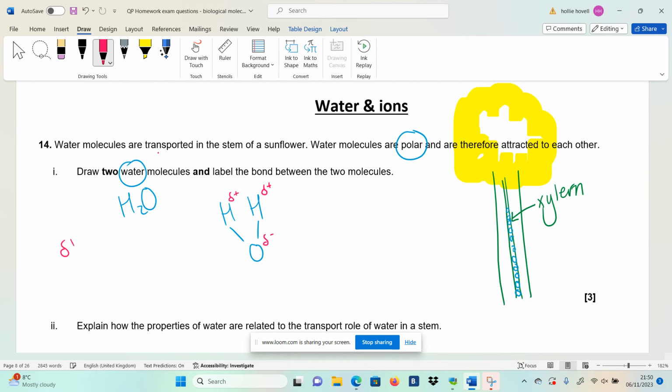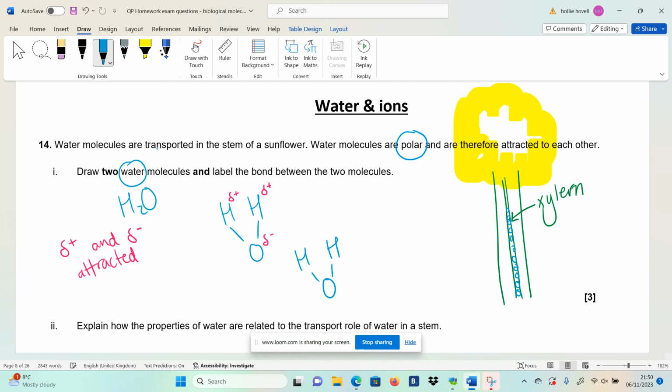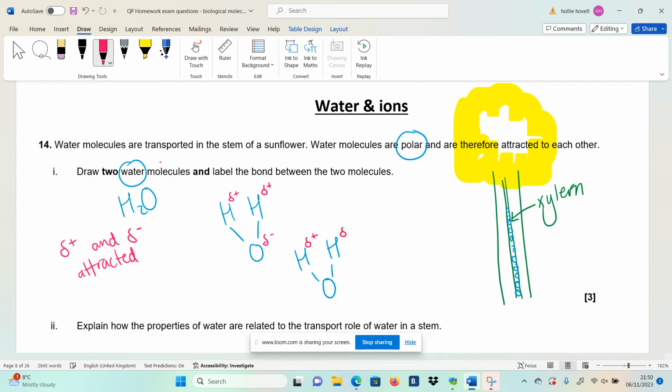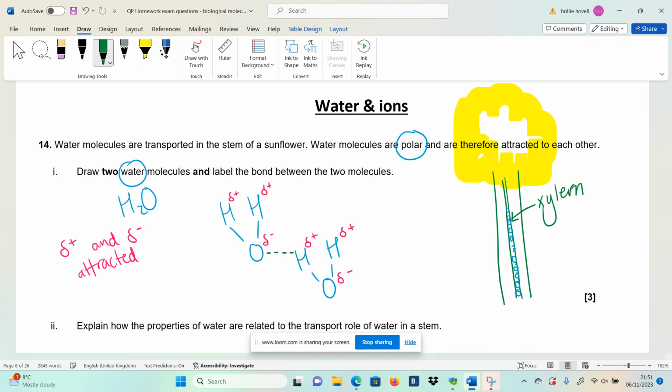Now we should know that slightly positive and slightly negative parts of molecules are attracted to one another. So if we've got another water molecule just here, slightly positive, slightly positive, slightly negative, the slightly negative charge on the oxygen and slightly positive charge of the hydrogen will be attracted to one another, and you'll get a hydrogen bond in between them. And you're going to draw hydrogen bonds as dotted lines or dashed lines, and that bond is called a hydrogen bond.